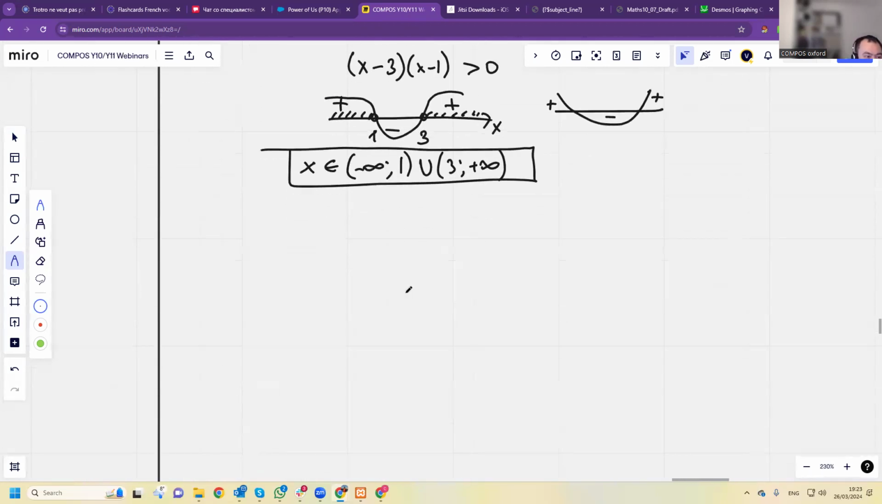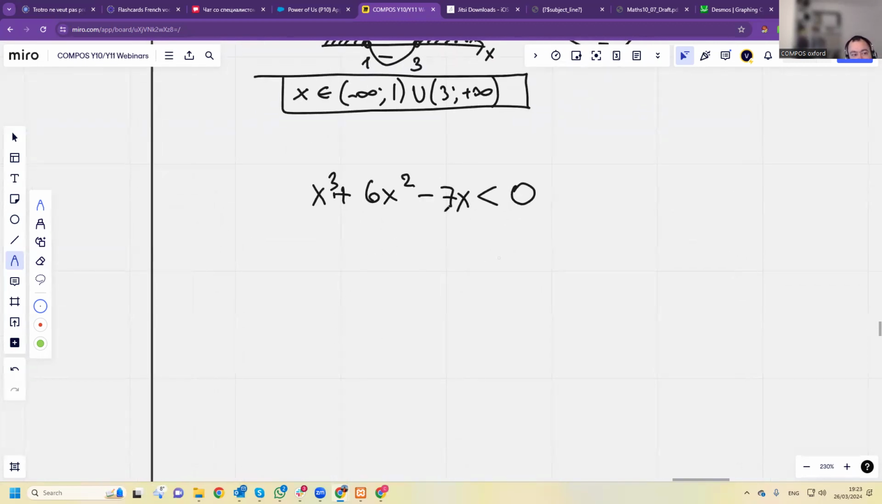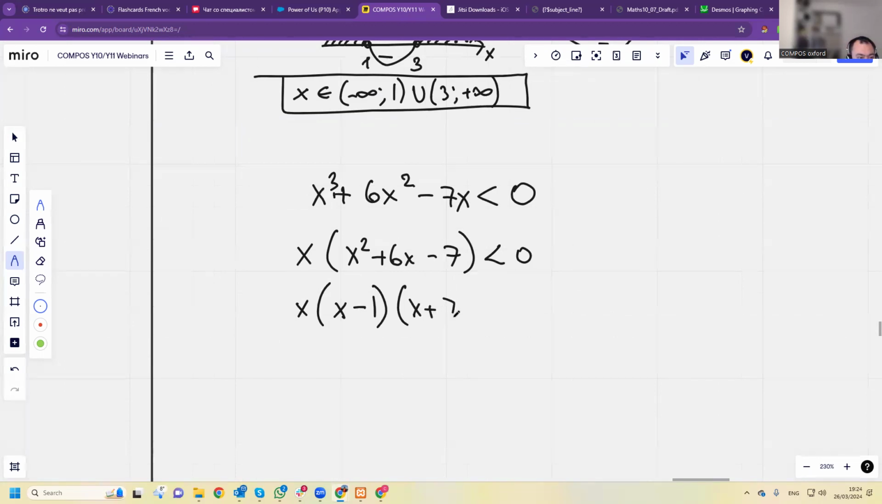Or let me do another one. x cubed plus 6x squared minus 7x less than 0. Sorry, minus 7x. So you take x out, and you are left with x squared plus 6x minus 7 less than 0. You can factorize this, and you know how to factorize better than I do. x minus 1, x plus 7.